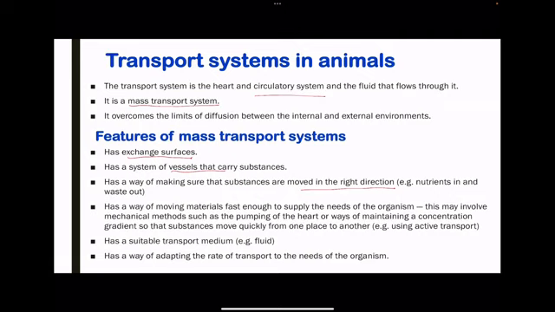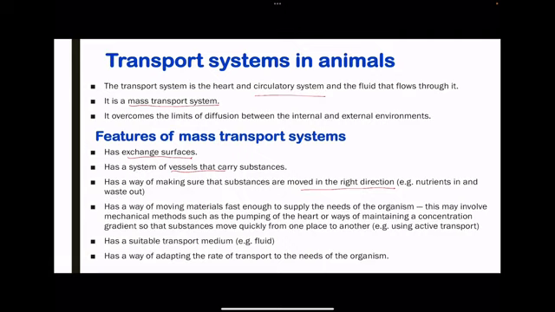The example here is we have active transport where ATP is used in order to distribute substances where they are needed, even against the concentration gradient. A good mass transport system should have a suitable transport medium. This could be a fluid. For example, we have the plasma in our body.